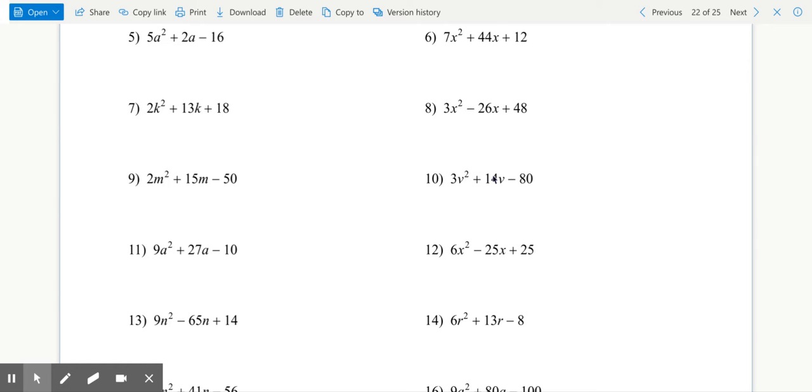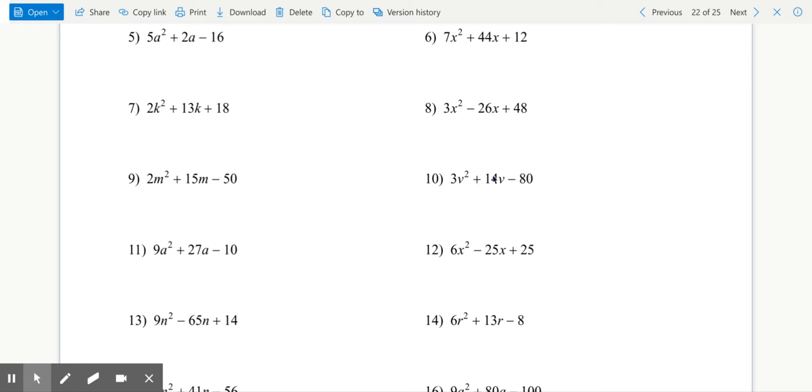Again, pick one that you like and stick with it. You don't need to be good at both. I'm just giving you options because factoring is super important. It's a little bit tricky, which is why there are so many different methods for doing it. So pick one that works for you and stick with it.